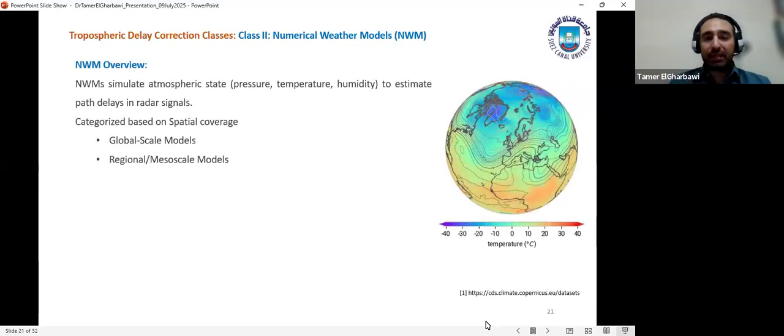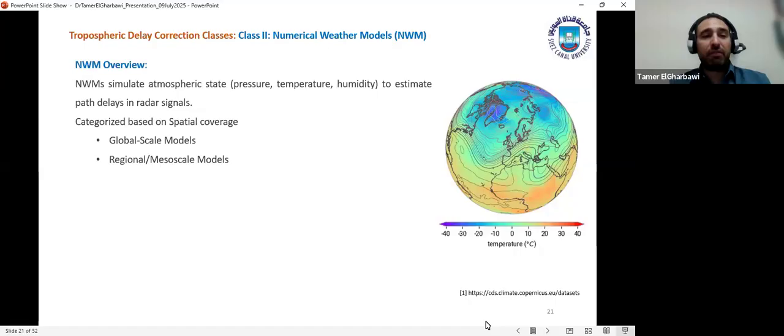Now we have the second class. This kind of class is actually the numerical weather model. These kinds of models have taken InSAR by storm. It was global, it was accurate, it was easy to understand, although it can be computationally heavy. It requires very smart programming in order to make this work easily.